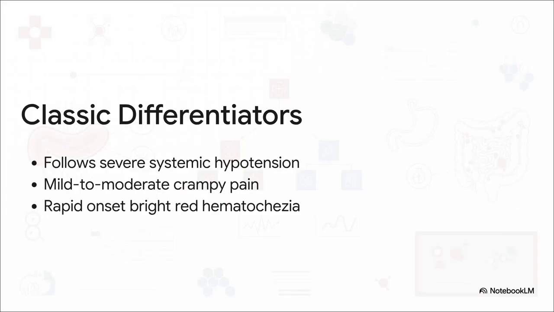So how does this build out our clinical differentiators? Well, ischemic colitis classically follows an episode of severe systemic hypotension. Think about massive hemorrhage, cardiogenic shock, or even a heavy hemodialysis session. Because of this, the symptom profile shifts entirely. Instead of that agonizing out-of-proportion pain, you're going to see mild to moderate crampy abdominal pain. And this is rapidly followed by bright red hematochezia, or bloody diarrhea.